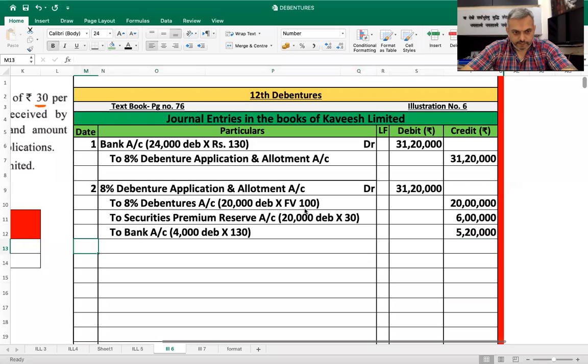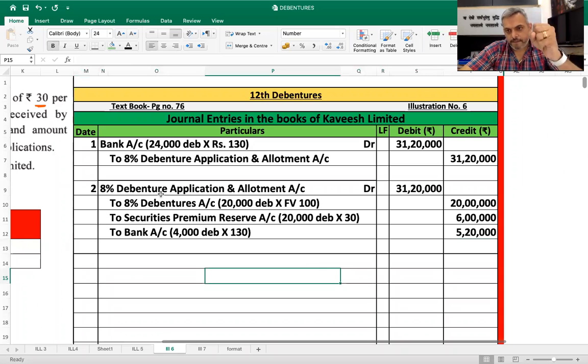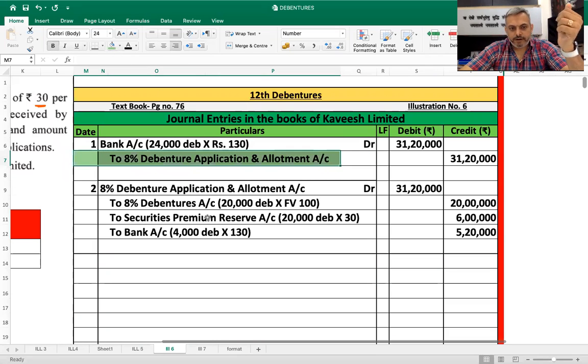That's it. Sum is over. So what's new over here? It's a very simple sum. The new thing is that because the amount is collected together, we are creating this account, which is 8% debenture application and allotment account. Rest all remains the same. Instead of debenture application, you use debenture application and allotment, because application was of 24,000 debentures, but we are going to allot only 20,000 debentures. That's why we are using this combined name, application and allotment account.